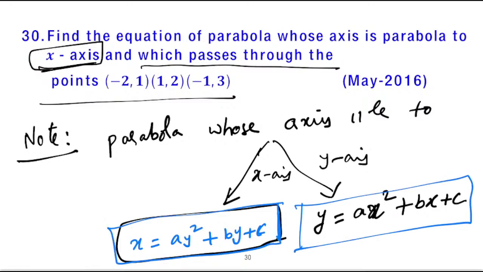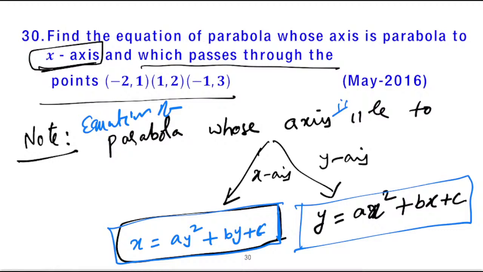Have you got it, dear? Right. x is equal to ay square plus by plus c, and y is equal to ax square plus bx plus c. First, remember this. Today they said x axis. Tomorrow in the exam they may ask about y axis also, no? So the equation of parabola whose axis is parallel to so and so. Right, this is a question.